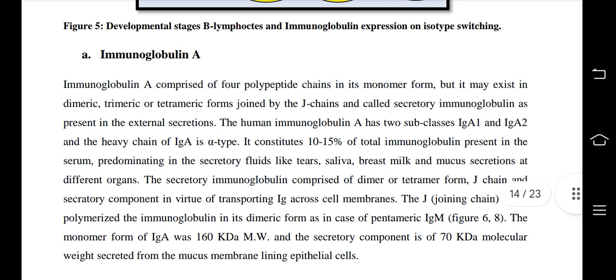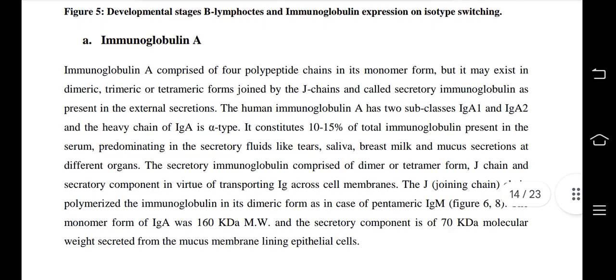Immunoglobulin A comprises 4 polypeptide chains in its monomer form, but it may exist in dimeric, trimeric or tetrameric forms joined by the J chains and called secretory immunoglobulin as present in the external secretions. The human immunoglobulin A has 2 subclasses IgA1 and IgA2, and the heavy chain of IgA is alpha type. It constitutes 10 to 15% of total immunoglobulin present in the serum, predominating in the secretory fluids like tears, saliva, breast milk, and mucous secretions at different organs.